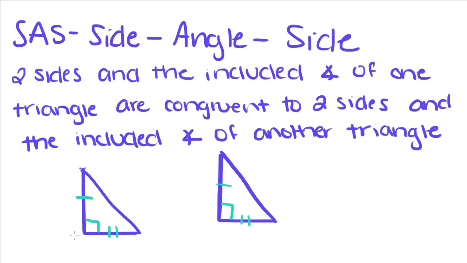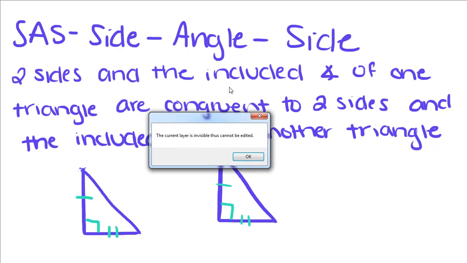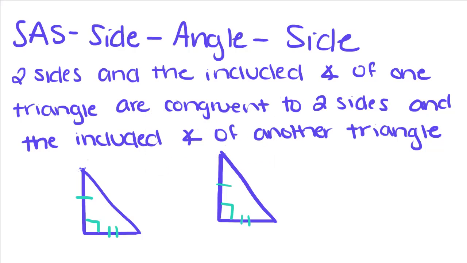So then the next one we're going to talk about is called side, angle, side, or for short, SAS. 2 sides and the included angle of one triangle are congruent to 2 sides and the included angle of another triangle. So this part right here, the included angle is really important. It has to be the included angle.